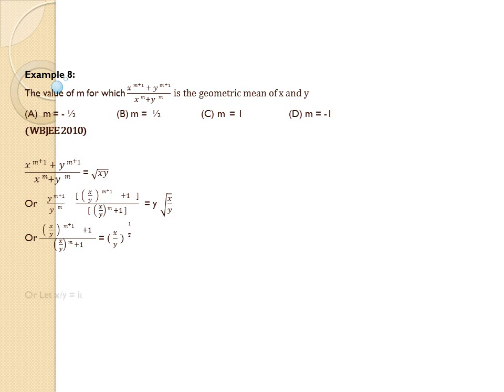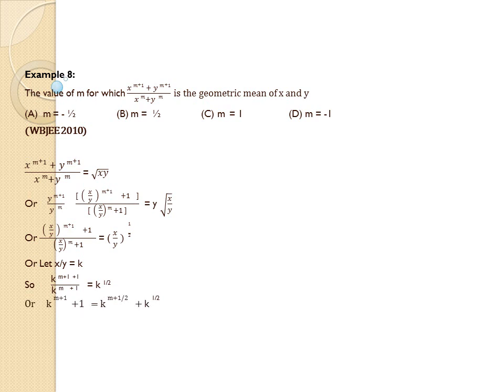Okay, now I am taking x by y as k. K is another term, so I am just writing it in a simplified way: k to the power m plus 1 plus 1 divided by k to the power m plus 1. In the right hand side it becomes k to the power half.